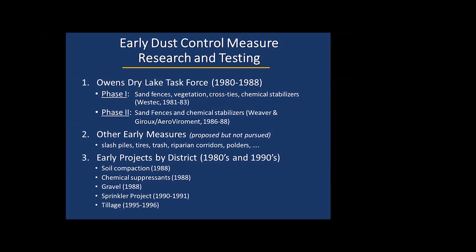Other projects that weren't tested but were proposed in the early phases of dust control development were things like slash piles, trash, tires, repairing corridors, boulders, all kinds of different things. So I'm not really going to go into any of those. I'll just talk about more of the actual testing that's been done. And then at the bottom on bullet number three, I'm going to talk a little bit about some of the early projects that were done by the district. This was outside of the task force projects. These were conducted by Great Basin back in the 80s and through the mid-90s.